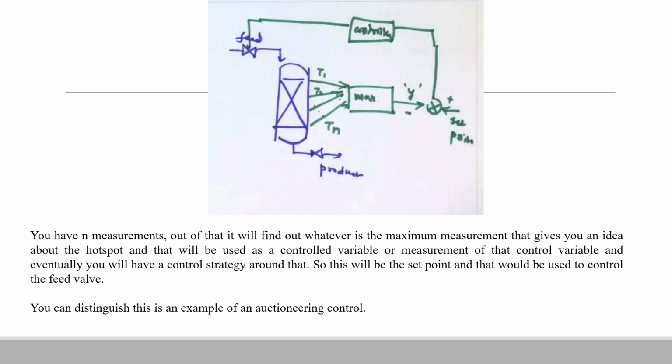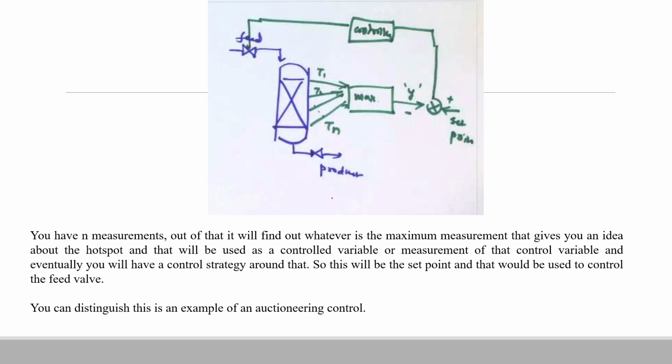So what we will do is, out of the given measurements, we will keep on monitoring which of the sensors gives the maximum temperature, and we will try to control that temperature only. That is, of the given n measurements, we will find out whatever the maximum measurement is, and it will give us an idea of the hotspot, which will be used as the controlled variable.